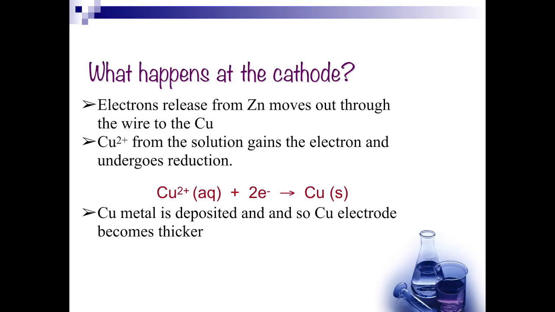While at cathode, the electrons released from the zinc electrode will move out through the wire to the copper electrode. The Cu2+ from the solution will gain the electron transferred and undergoes reduction. The equation will be Cu2+ plus 2 electrons produces Cu solid. This Cu solid produced will be deposited at the copper electrode, and so the copper electrode becomes thicker.